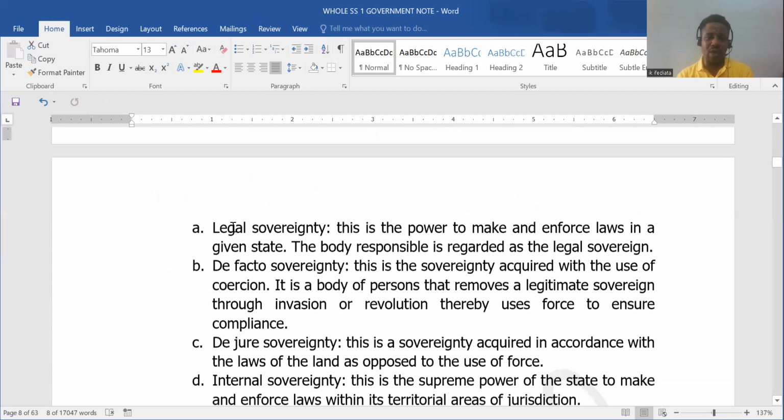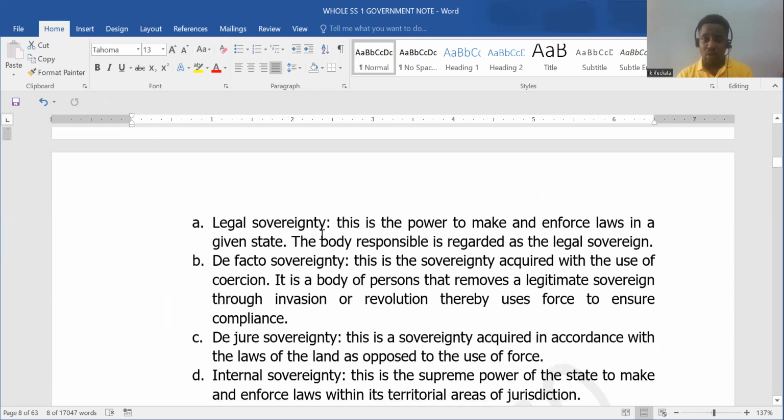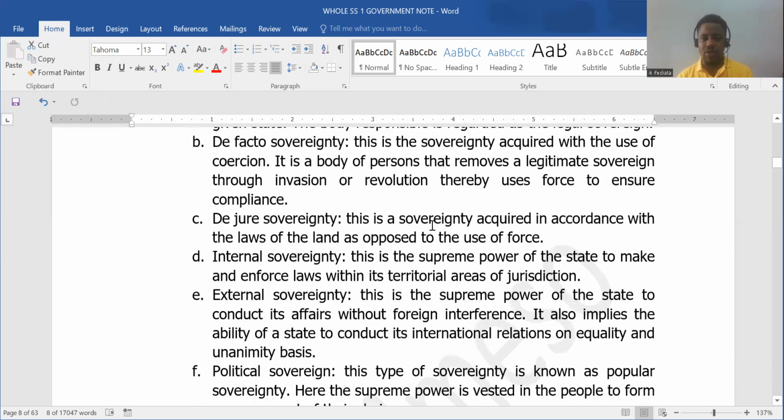Now, what are the types of sovereignty we have? We have legal sovereignty, right? This is the power the state possesses that enables it to make law, the capacity of the state to make laws and govern its territory. De facto sovereignty is when sovereignty is acquired by force. Let's say an external body invades the country and takes over the government and imposes its will on the people. It is done through coercion. It's called de facto. The opposite is de jure sovereignty. This is acquired in accordance with the law of the land. Like if they say it's going to be done via election, it is done through election. That's why we call it de jure sovereignty.